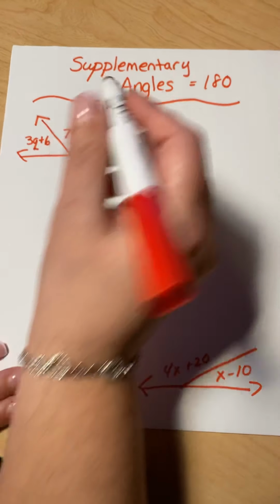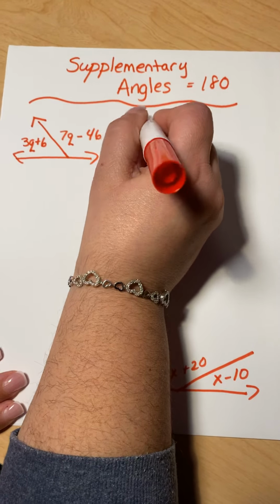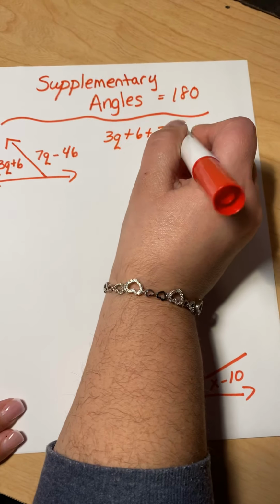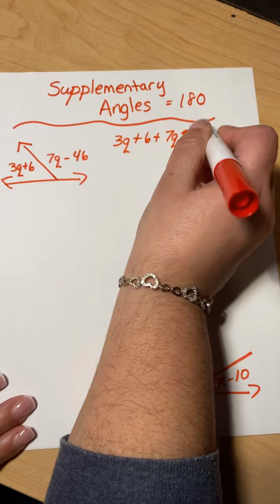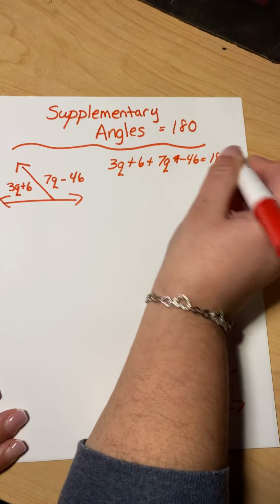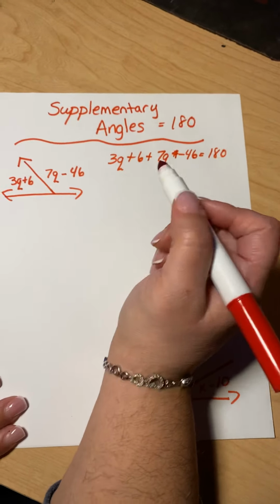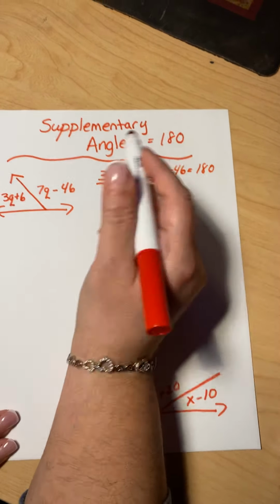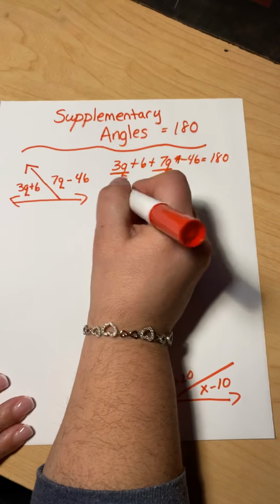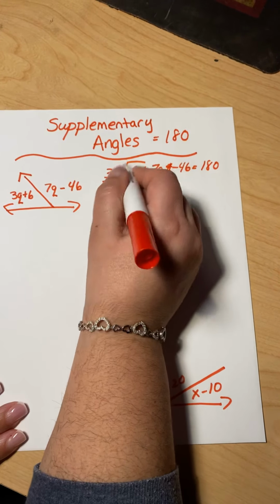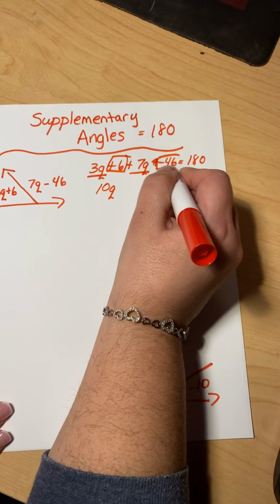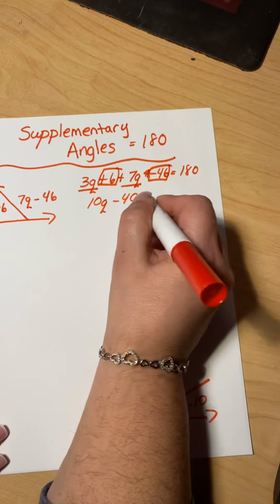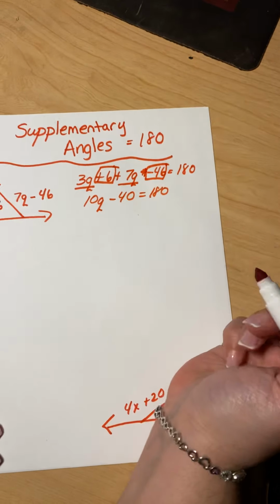We take our two angles and we add them together. 3q plus 6 plus 7q minus 46 equals 180. So now I'm going to combine what looks the same. My 3q and my 7q look the same, combining like terms: 10q. Positive 6 and negative 46 give me a negative 40, equals 180.